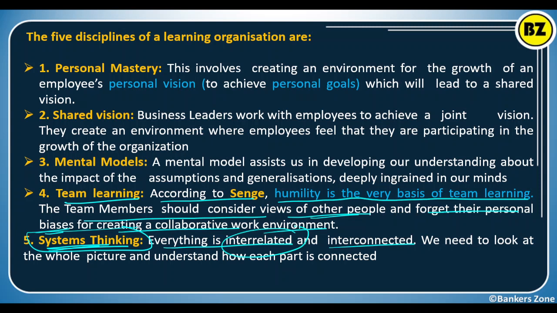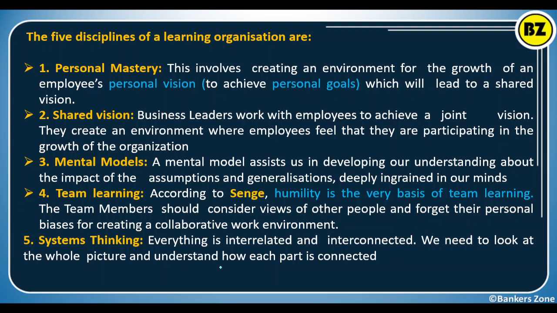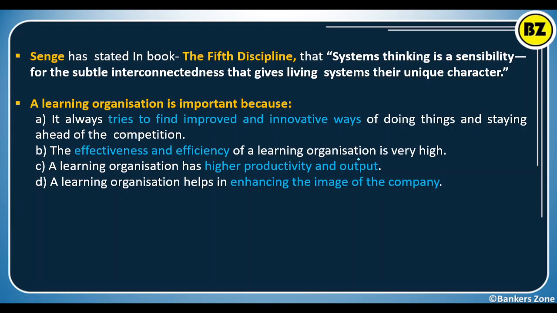That means everything is interrelated, interconnected, and we need to look at the whole picture and understand how each part is connected. Okay, so this is nothing but system thinking. You have to think as a system. So these are the 5 disciplines of a learning organization. If these 5 disciplines are being followed, you can say this organization is a learning organization. Got it? Now the Sage has stated in the book The Fifth Discipline that system thinking is a sensibility for the subtle interconnectedness that gives living systems their unique character.